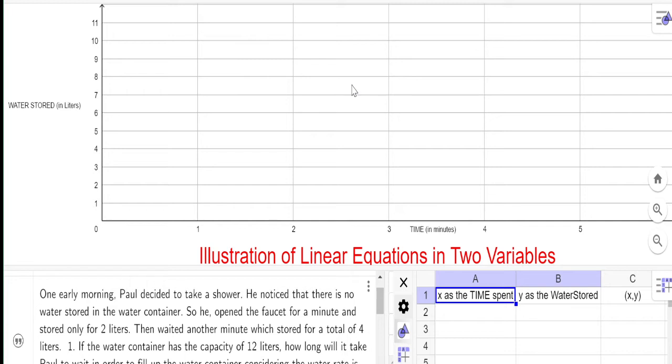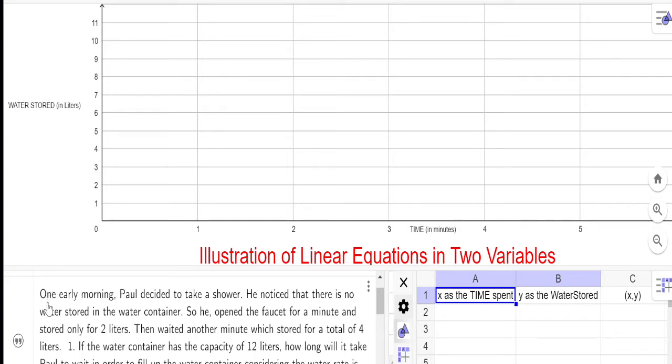In the graphical method, we will be dealing with the Cartesian plane. For those students who were not able to watch the video about the illustration of rectangular coordinate system, please watch them. So without much ado, let us now discuss the situation.